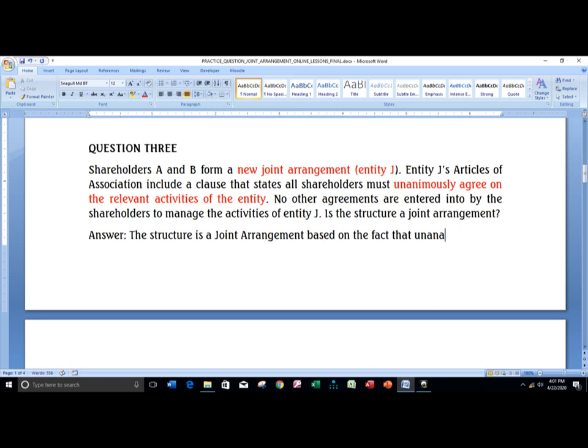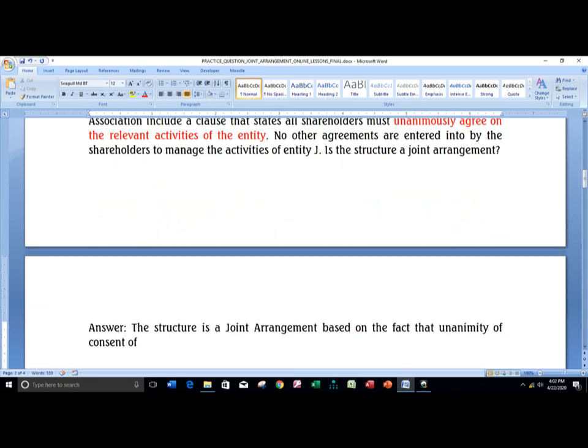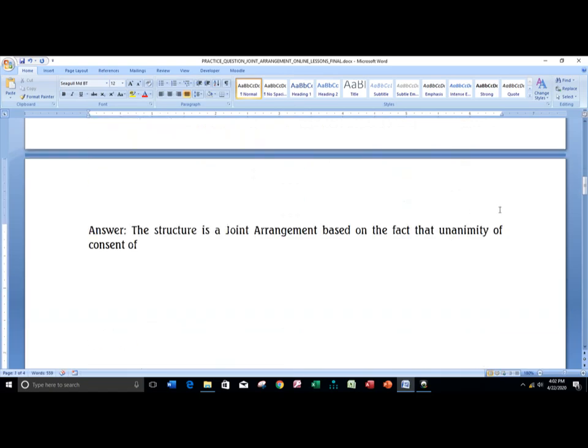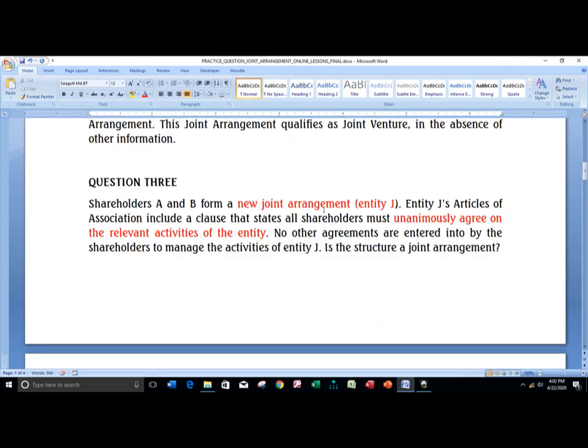unanimity of consent of the shareholders must be sought and obtained.